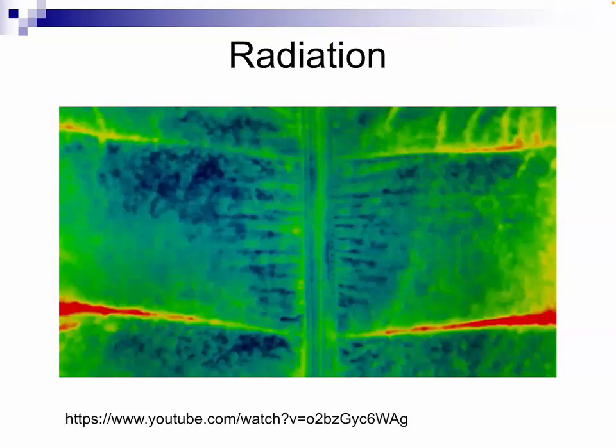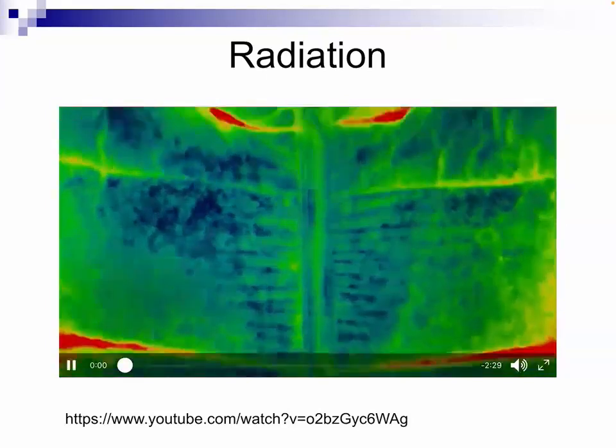So thermal cameras can image the amount of radiation emitted by certain objects. The more radiation is emitted, the redder it appears in the thermal camera. And the less radiation is emitted, the more bluish it looks in the thermal camera. So just have a watch of this video.